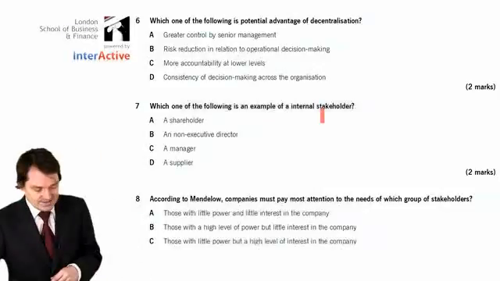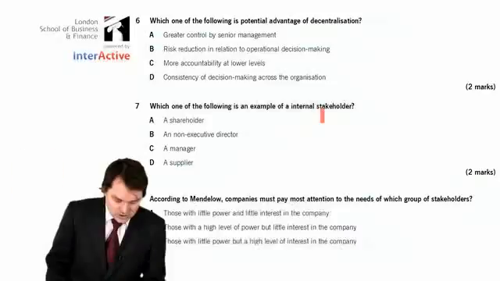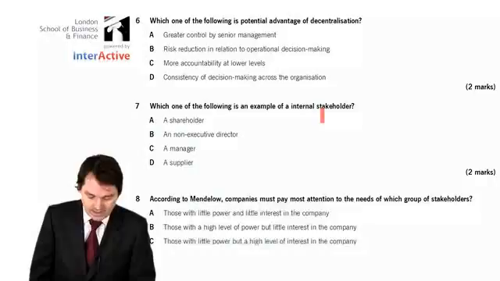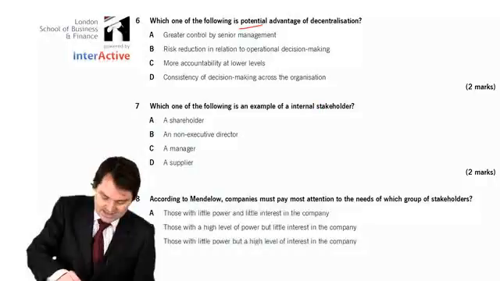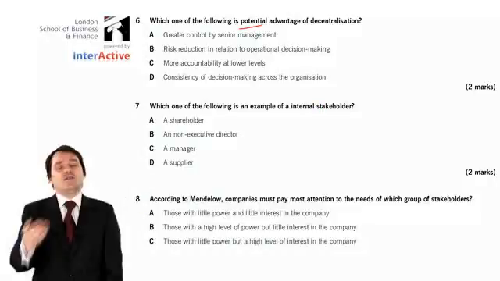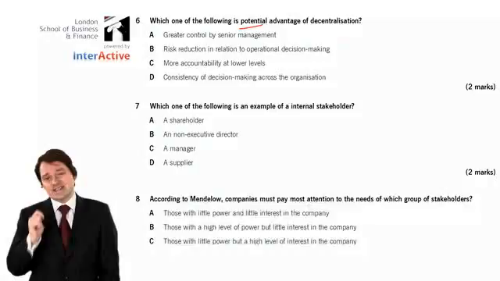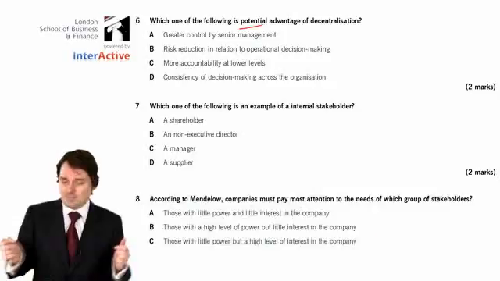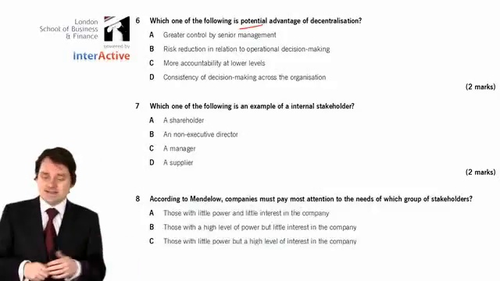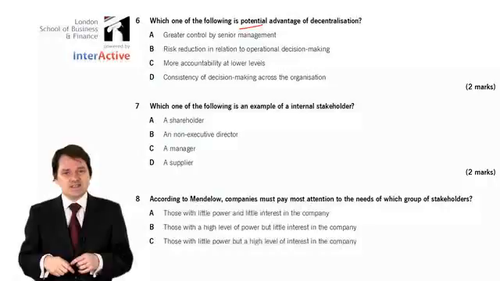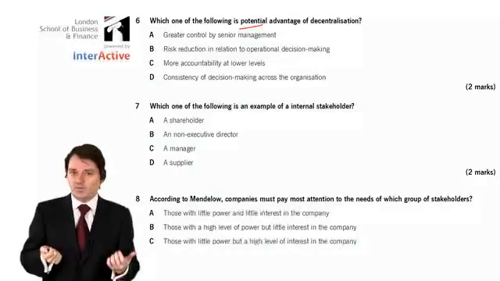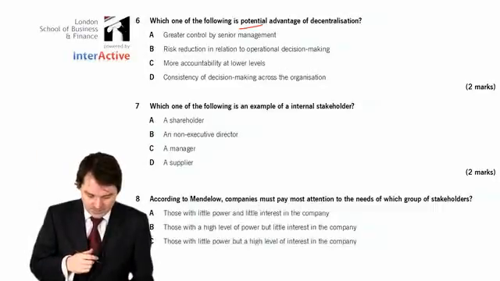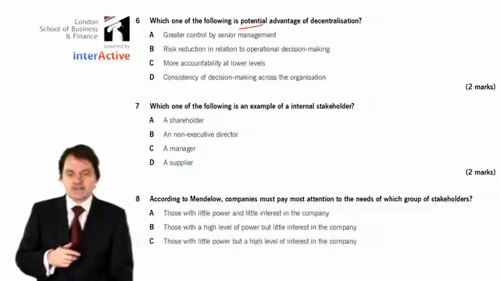So, question 6. Which one of the following is an advantage of decentralisation? Now, notice it says potential advantage. If you remember at the start of this course, I said one of the problems that we get with F1 is what you think is a potential advantage might be different to the examiner. So if you're not sure, go with your first instinct. Hopefully, it will be fairly obvious, but if it's not, if you think it might be more than one, go with your first instinct. So, greater control by senior management.